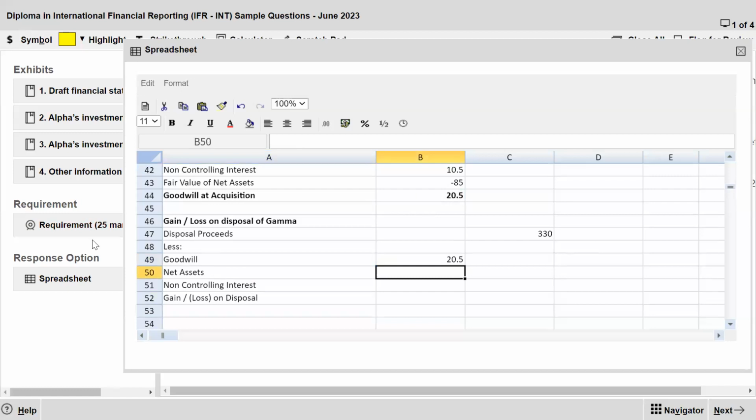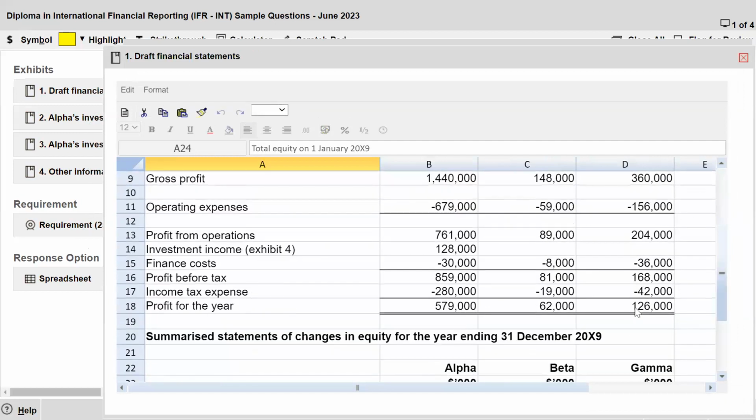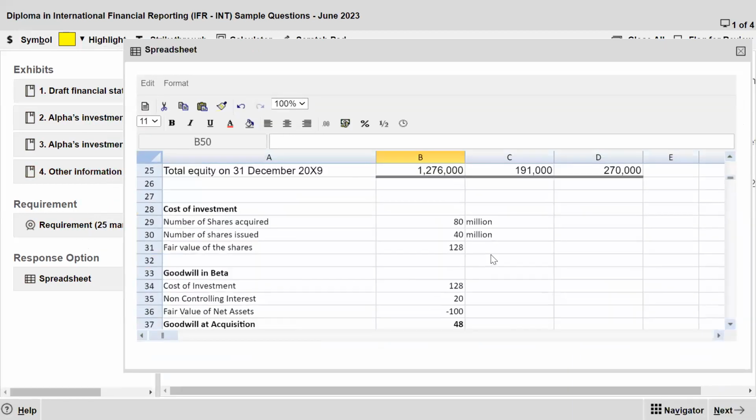For the net assets, we would have to do the workings. Now, how would we do the workings for the net assets? Let's come on to this draft financial information over here. We already know what this Gamma is all about. For the whole of the year, they had this profit of 126,000. The summarized statement of changes in equity: total equity was this, profit for the year was this, dividends, this. Now let's try to do some calculation.